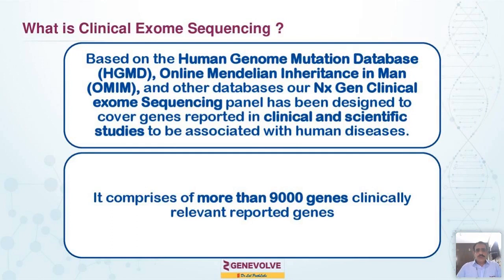So why is clinical exome sequencing important? Based on the human genome mutation database, the ACMG database, the Online Mendelian Inheritance in Man and other databases, a clinical exome sequencing panel has been designed to cover genes that are reported in clinical and scientific studies to be associated with human diseases. And this comprises more than 9,000 genes which are clinically relevant.